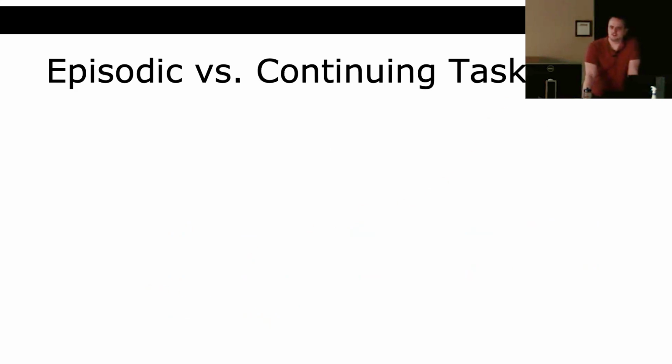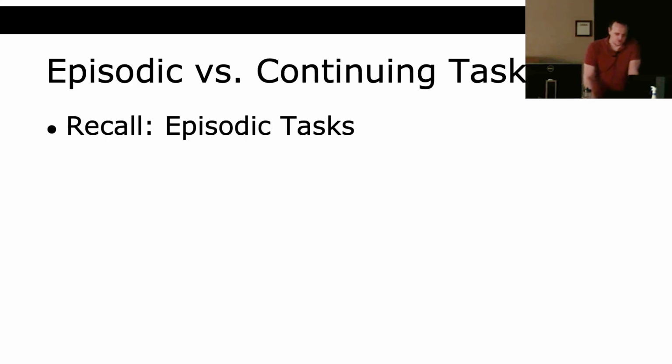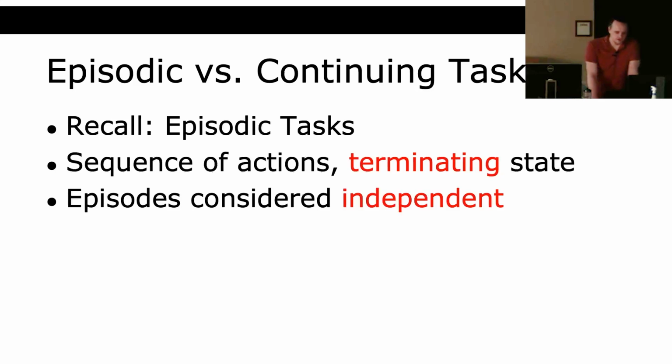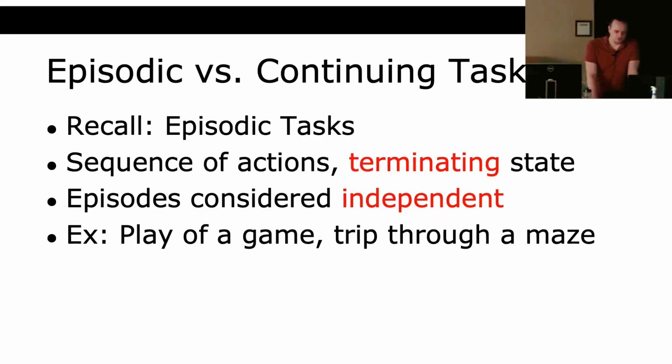Someone asked a question in the last class which talked about episodic versus continuing tasks. So what is an episodic task? An episodic task is a sequence of actions with some sort of terminating state, and these episodes would be considered independent. So for example, a play of the game, or a trip through the maze, or a pathfind, or whatever.